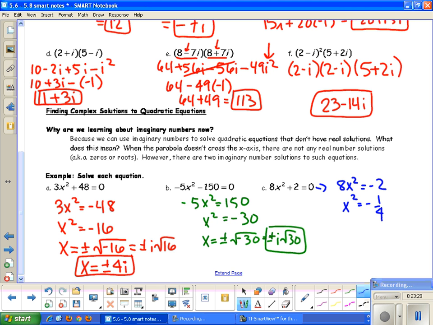so 2 divided by 8 reduces into 1/4. Remember, we don't like fractions underneath radicals, so I'm going to take out the i and then separate them. So this is plus or minus i root 1 over the square root of 4. The square root of 1 is just 1, and the square root of 4 is 2. So this is really plus or minus i times 1/2, or you could do i over 2. That's the same thing.